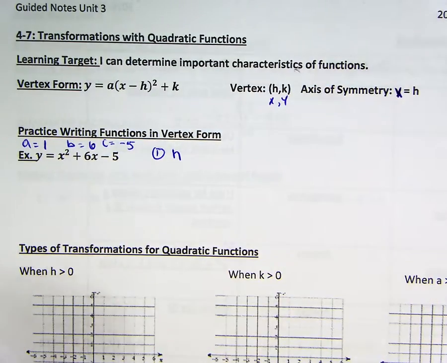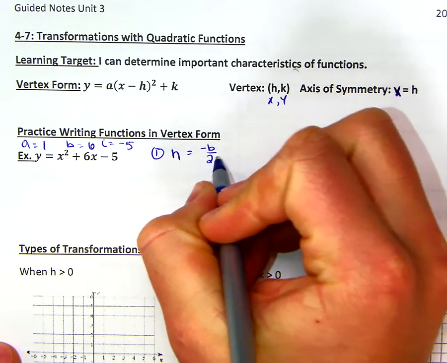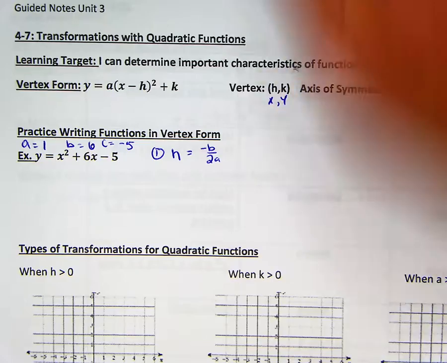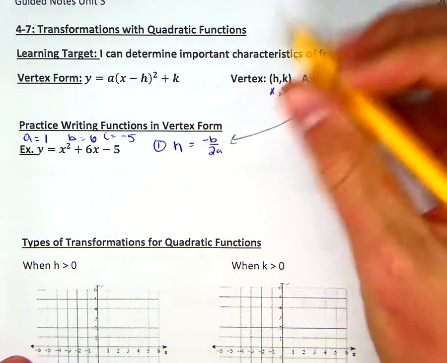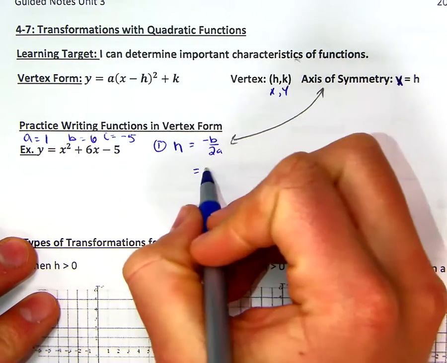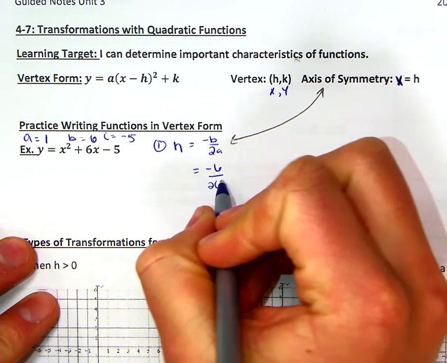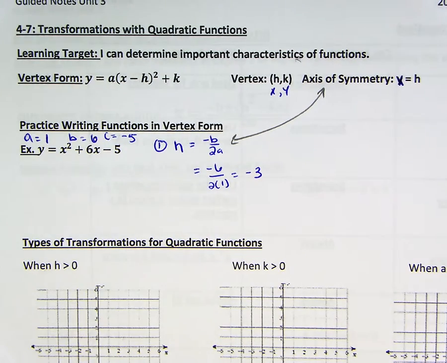Instead of writing x equals negative b over 2a, I'm going to do h equals negative b over 2a. What are we doing? We're finding that axis of symmetry right here. Negative b is -6, so it's -6 over 2 times 1, which is -3. So our axis of symmetry is -3.